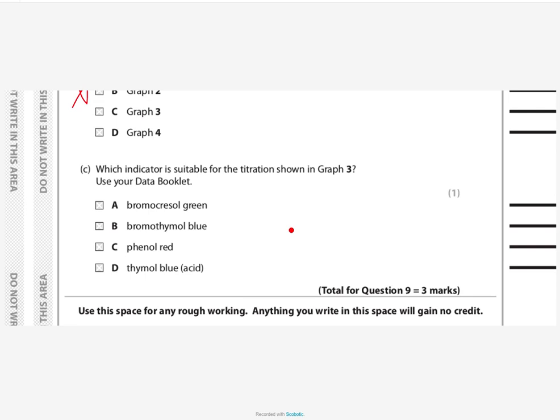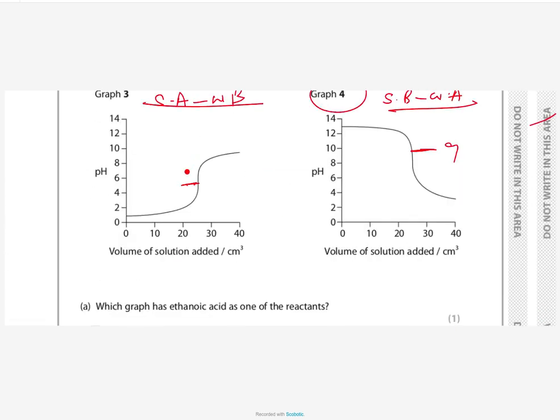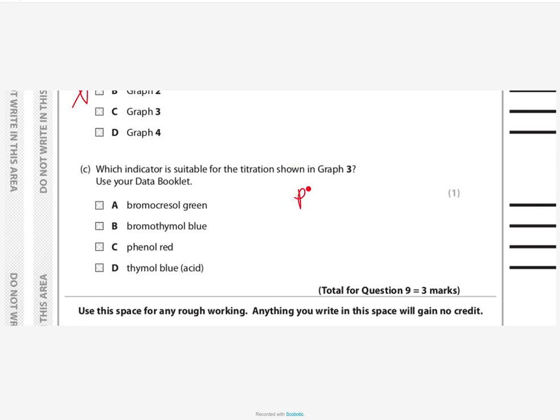Which indicator is suitable for the titration shown in graph 3? Use a data booklet. It should be an indicator which coincides with the vertical inflection. That means the pKa value should be somewhere close to 3 to 7, because the endpoint is 5, and 3 to 7 is the vertical. Which one has 3 to 7? pKin, that range. Well, data booklet, can you please check and let me know?